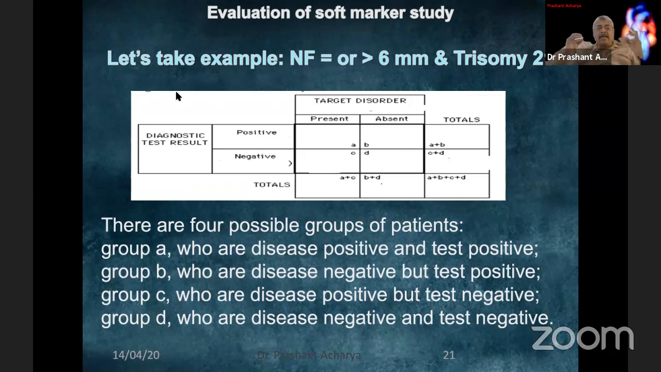If I evaluate X number of patients, there are going to be a few patients who will have more than 6 millimeter of nuchal fold. Out of that, a few will have Down syndrome, and a few may not. And those who have less than 6 millimeter nuchal fold, the majority of them will not have Down syndrome, but a few may come out with Down syndrome. Because there are 4 groups of patients, that is how we put it and try to analyze what exactly this is.